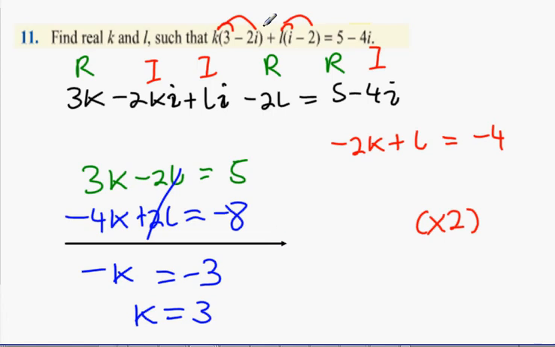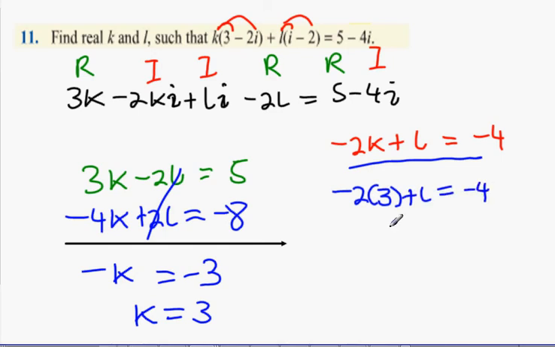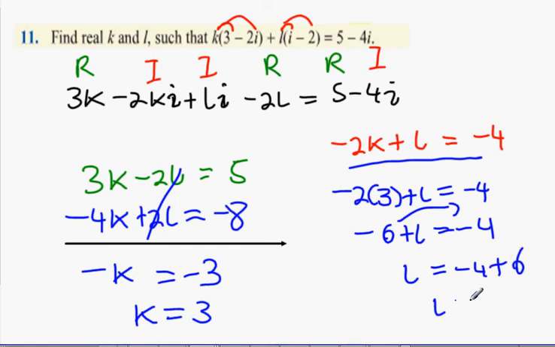You pick an equation to use, either the first equation or the second equation. The second equation is here, might as well use it. Minus 2 times 3, using this equation here, plus l equals minus 4. Minus 6 plus l equals minus 4. Bring the minus 6 over to the other side. l equals minus 4 plus 6. l therefore must be equal to plus 2. k equals 3, l equals 2. That's that question done. Okay?